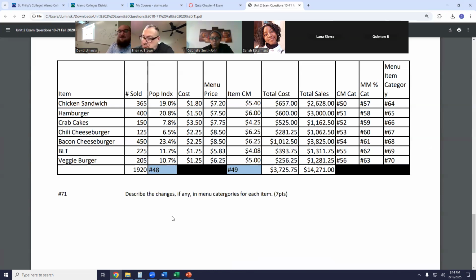Now, there is a question 71. You are not going to do question 71. The reason why I took question 71 off was because I want you to have instant feedback on your grade and how well you did the assignment. If you have to type in answers, you're not going to get feedback until I grade it. So I took question 71 out. It's basically was analyzing the changes. If it went from a plow horse to a star, if it went from a puzzle to a dog, you can do that on your own. I'm not going to grade you on that.